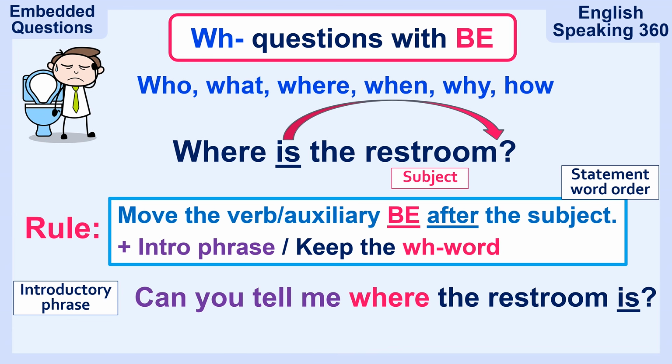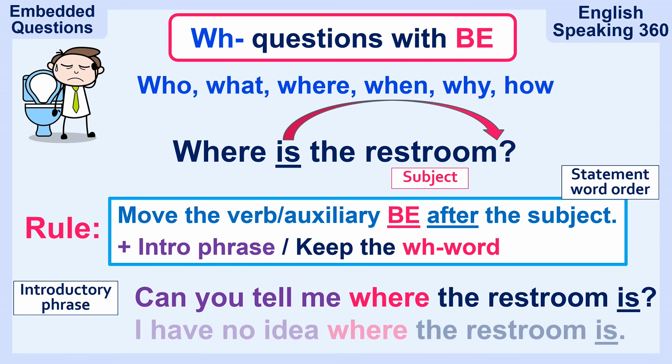That is not correct, and we hear that all the time. It's a terrible mistake. Be careful here. Is goes after the subject, not before. And if you want to reply to that question, you can say, I have no idea where the restroom is. And that is a simple sentence.